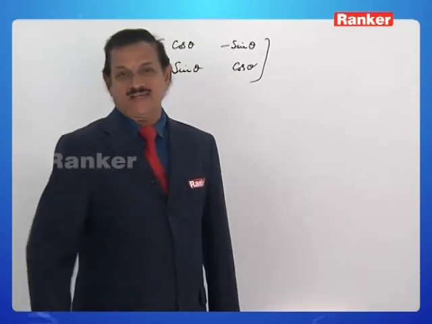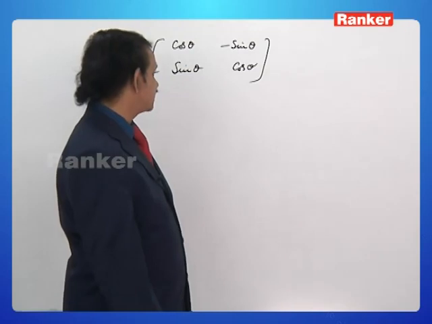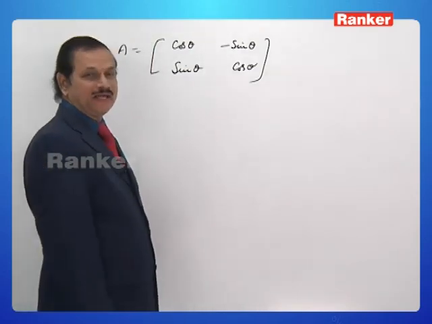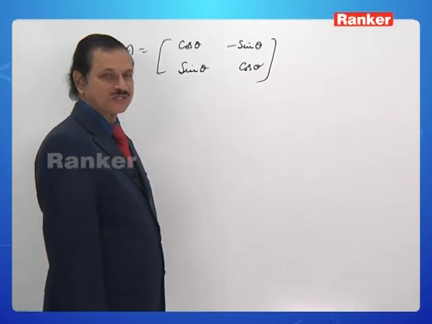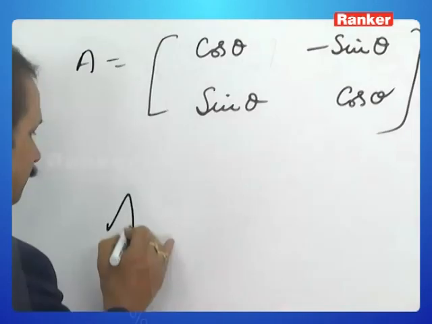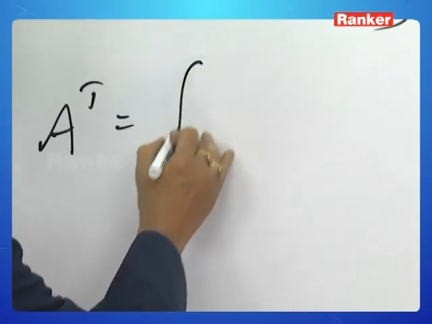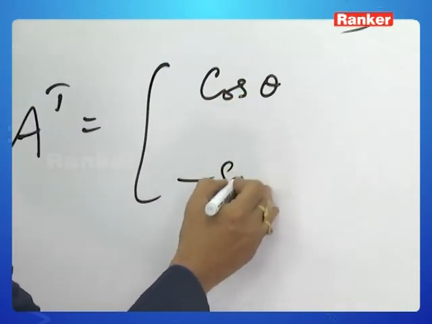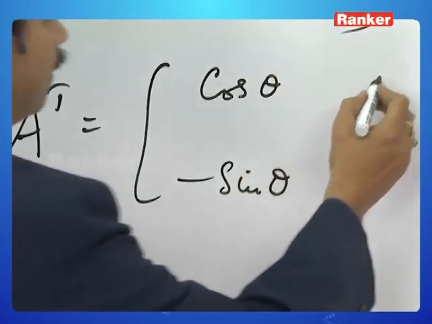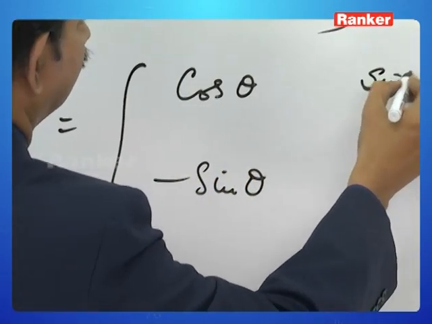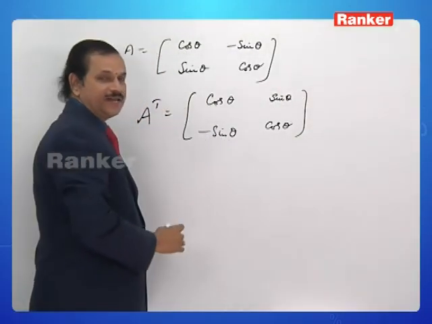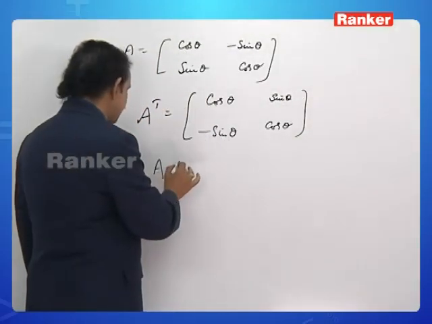Well, Maria, look at the board. A beautiful matrix is written there. Don't ask me why, you just do what I ask you. Find A transpose. Cos theta, minus sin theta; sin theta, cos theta. And now you find what is A into A transpose.